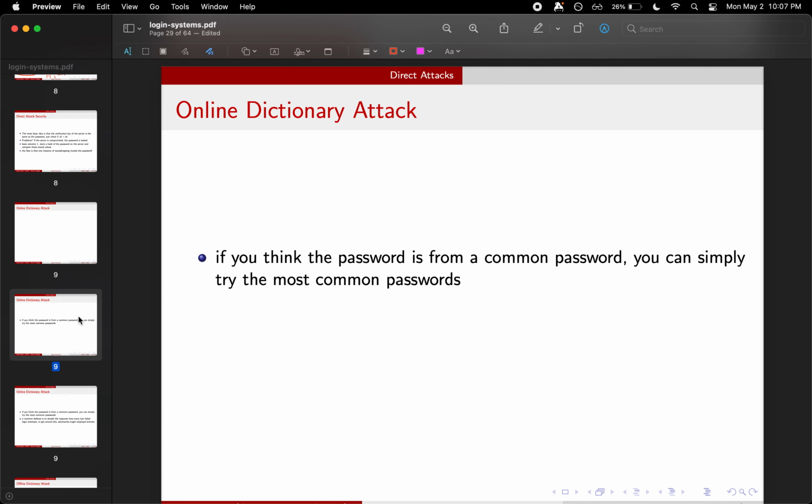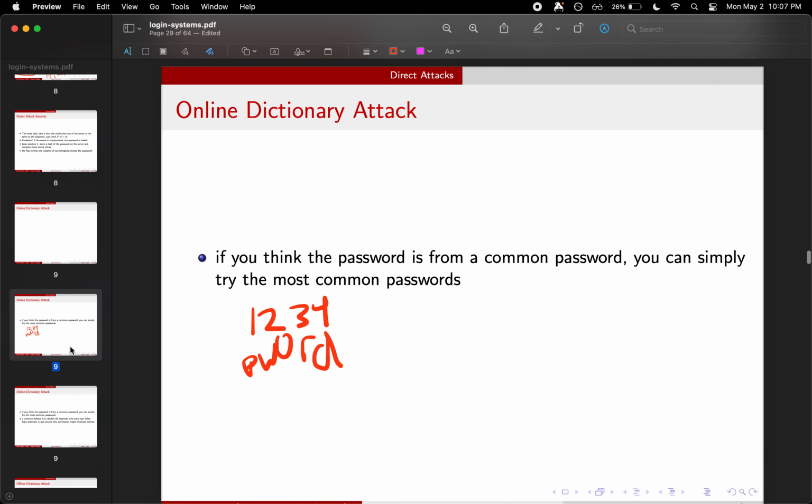If you think someone's password is from a common password list, you can just try the most common password, right? So that's like 1, 2, 3, 4. Actually the word password itself is quite common. Right, so you just pick these common passwords and try them.